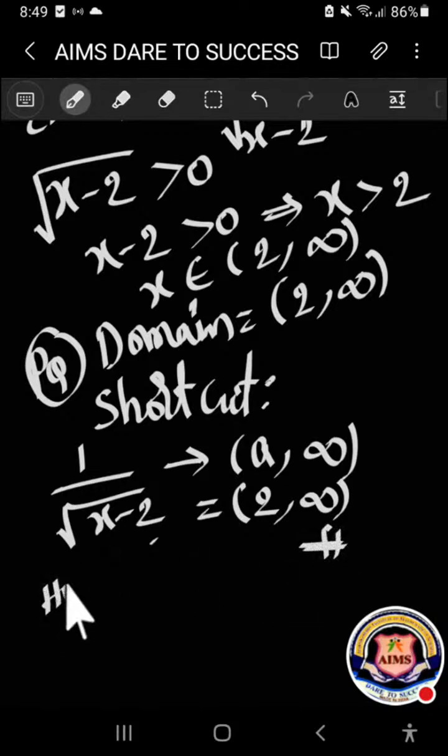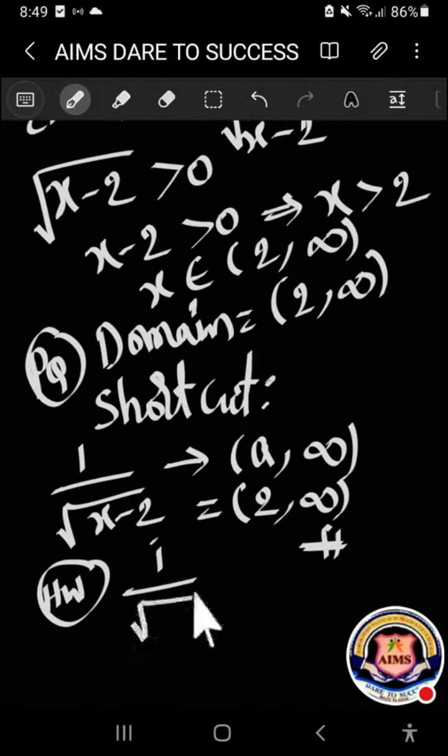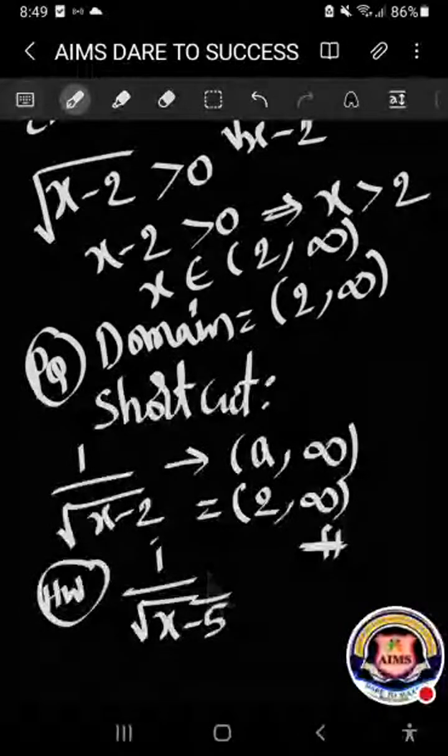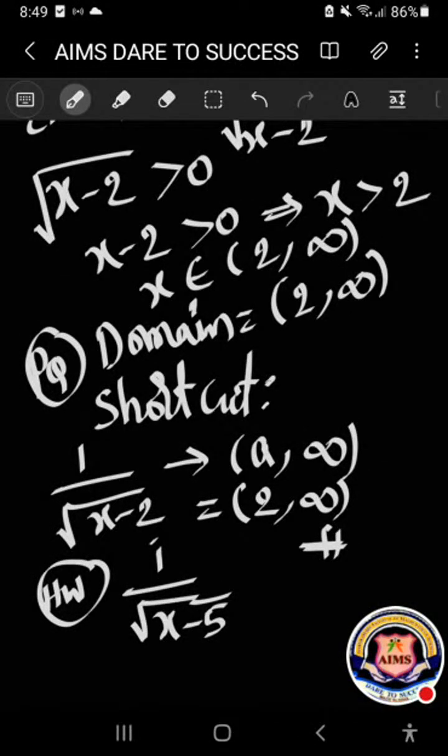Now I am giving you one homework question for this practice: 1 divided by under root of x minus 5. Okay, my dear students, you can practice this problem without seeing the solution.